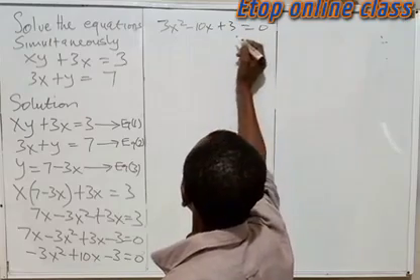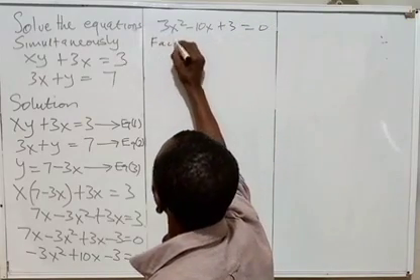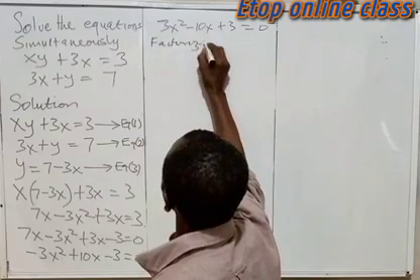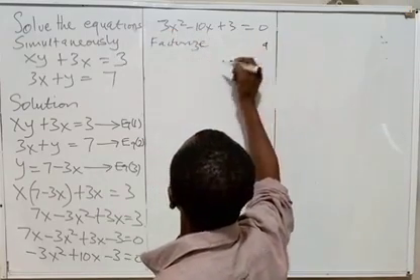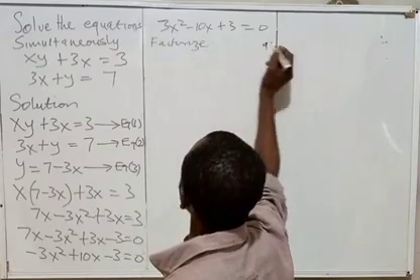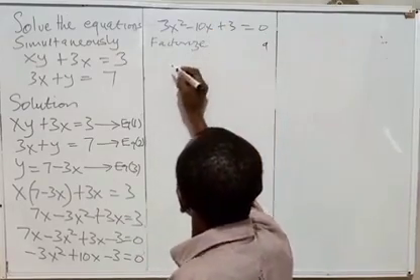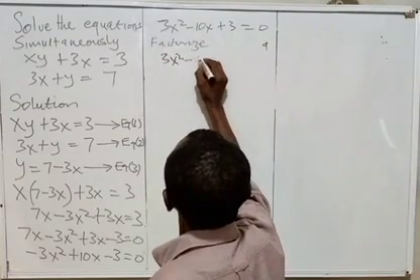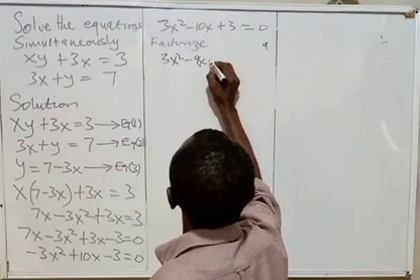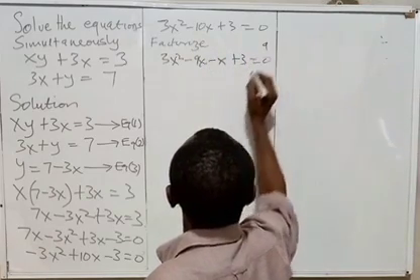So from here, I want to factorize. Now, how do I do it? I pick 3 times 3, that will give me 9. Now, what are the factors of 9? Sorry, that when I manipulate them, I have minus 10. So that becomes 3x squared minus 9x minus x plus 3 equals 0.